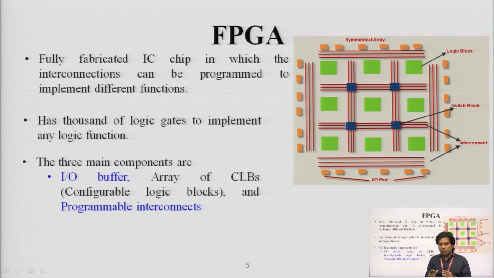The main components that we can discuss in the FPGA are input output buffers, an array of CLBs, where CLB stands for configurable logic blocks, and programmable interconnects. I hope you are already aware of the interconnect, but I will give a brief introduction. An interconnect is nothing but a wire inside your integrated circuit that is used to connect two or more transistors and can carry information between them. In simple terms, it is a kind of wire, which we will also discuss in unit 2.